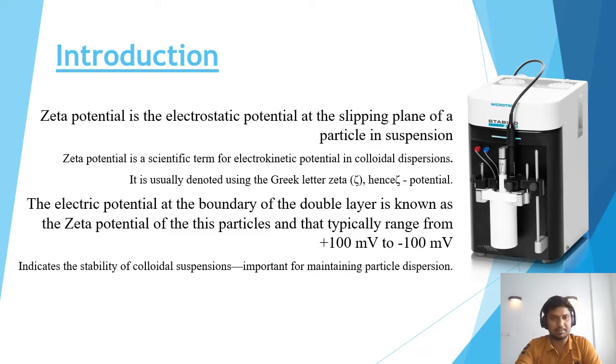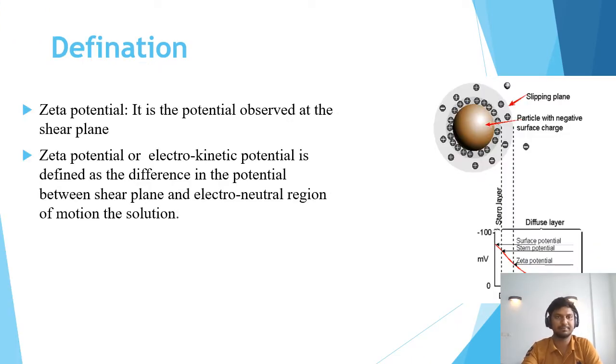It generally indicates the stability of a colloidal suspension and is important for maintaining particle dispersion. Coming to its definition, zeta potential is the potential observed at the shear plane, which is also known as the slipping plane. Zeta potential is also called electrokinetic potential, which is defined as the difference in the potential between the shear plane and the electroneutral region. Here in the figure, we see that this is the electroneutral region plane and this is the slipping plane. The potential difference between these two planes is called zeta potential.